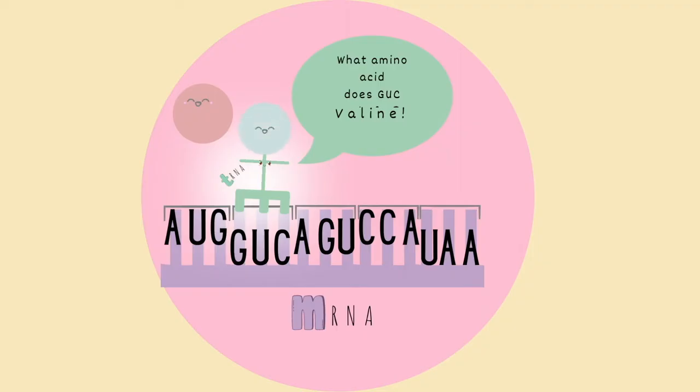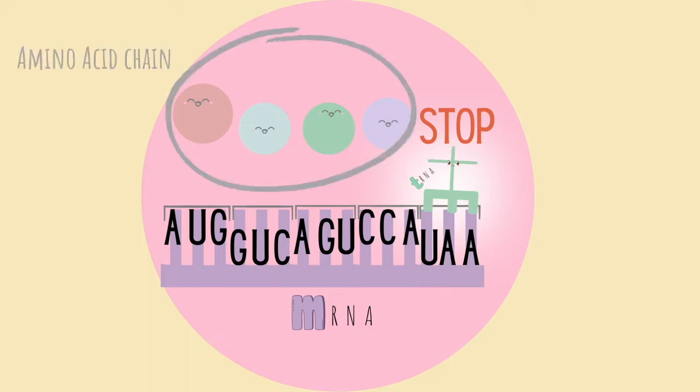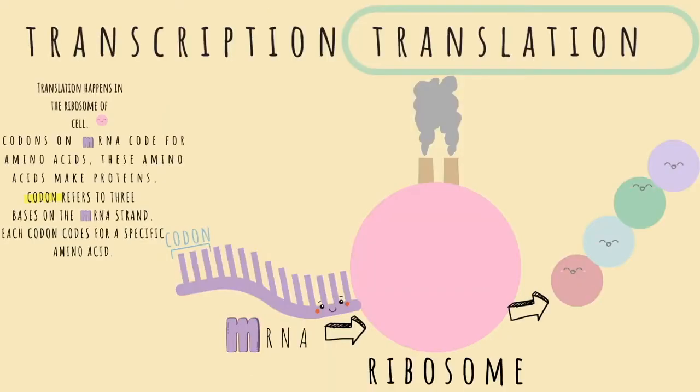The tRNA will go one by one through each code until it hits a stop codon. This stop codon signals the tRNA to release the amino acid chain and stop coding. And remember, an amino acid chain is equal to a protein. Okay, so let's take a step back and look at the big picture again.